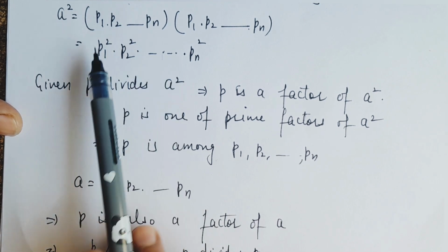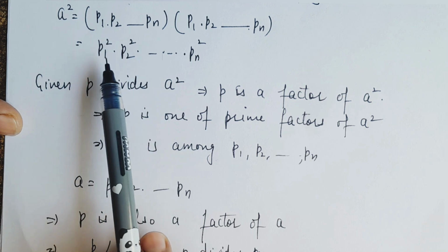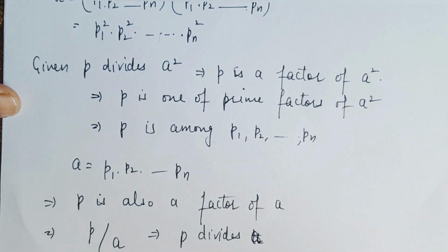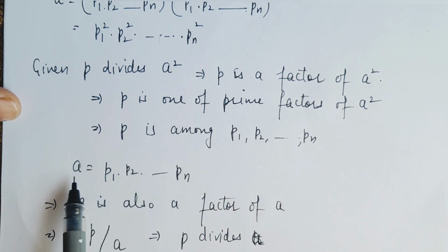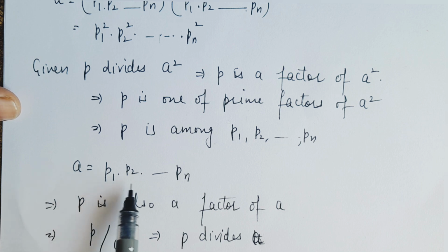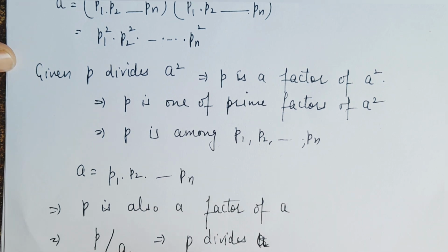So that means P is one of the values of these P's: either P1 is P, or P2 is P, or P3 is P, up to Pn. Any number can be equal to P. And because it is given that A is a product of P1 up to Pn, and P is one of them, that means P also divides A. So we wanted to prove that if P divides A square, then P will also divide A.